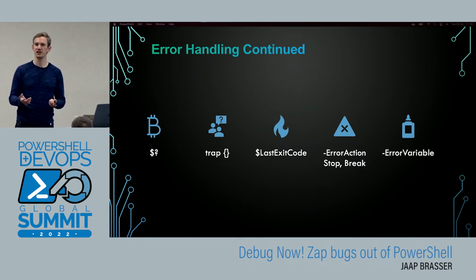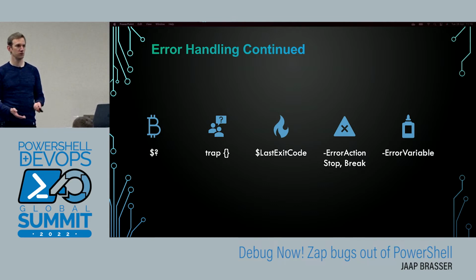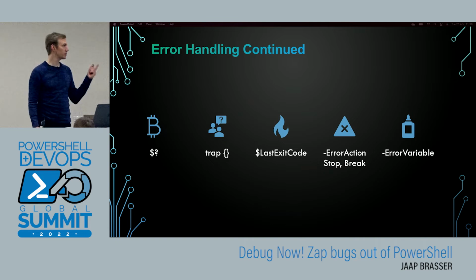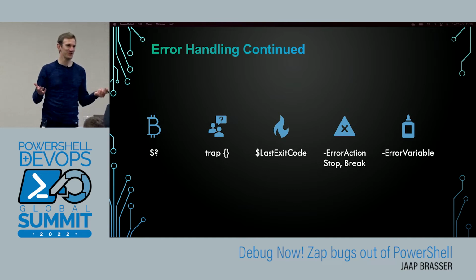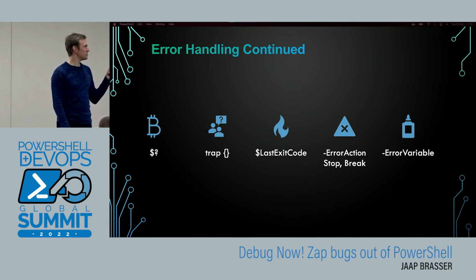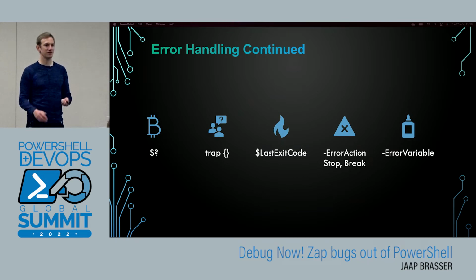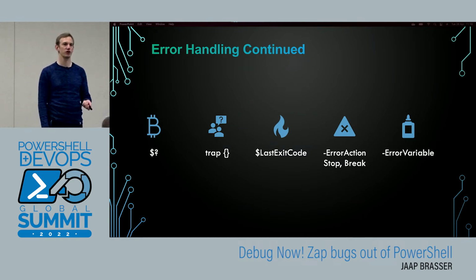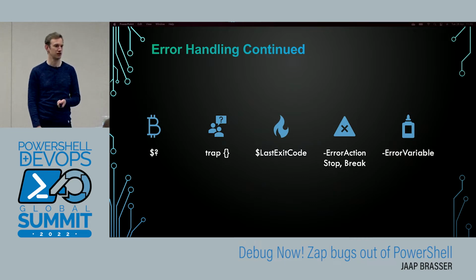$? tells you whether the last executed command was successful. So if your last command had an error, you can check $? and it will return true or false. If you run $? twice in a row, then the last command was $? itself, and that was successful, so then it will become true. That's something to keep in mind. We have the trap statement. The trap statement is a bit outdated, but it's still nice to know what it does. You can usually put it at the top of your script. You can put some code in there for when an error occurs, and then the trap statement gets executed.